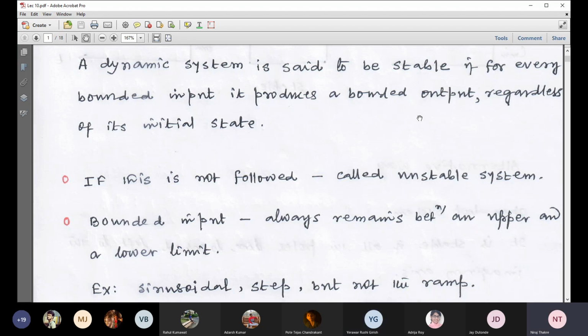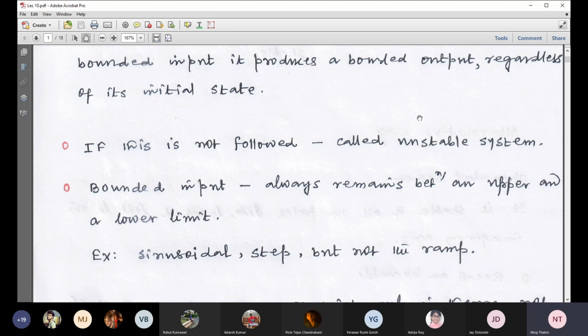So pulse. Yeah, pulse is step basically, no? Pulse is basically two steps. It is a summation. It is basically we get by summing up two steps. But not the ramp, you know.